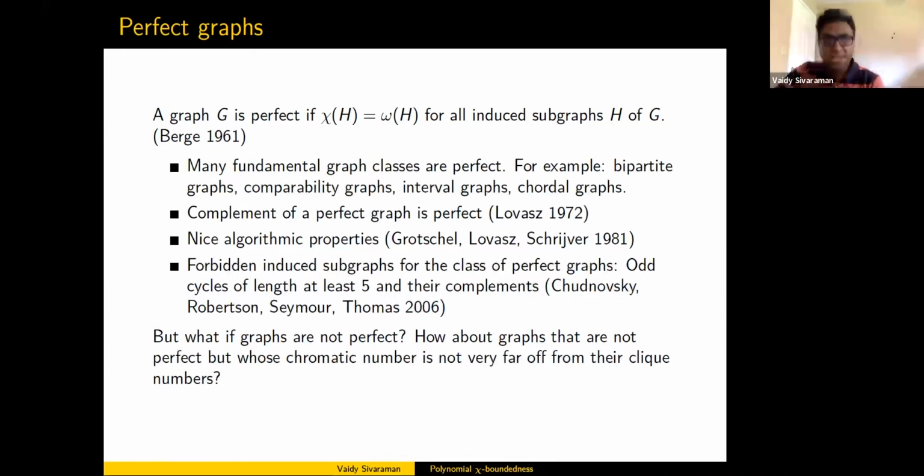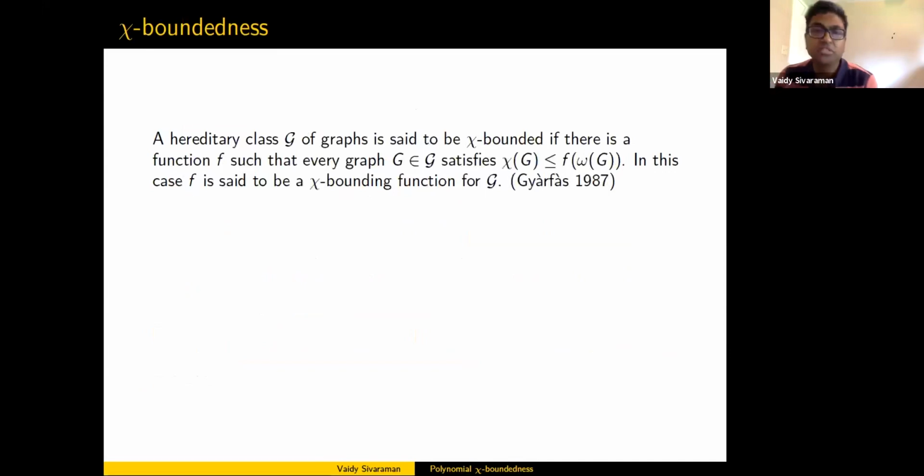Okay, so from this line of development, Gyarfas said, if your graph is not perfect, maybe we still want to quantify it using perfection, or this relationship between chi and omega. And that's where he defined this notion. A hereditary class, which means a class which is closed under induced subgraphs, is said to be chi-bounded if there is some function f, whatsoever, such that the chromatic number of every graph is at most f of the clique number.